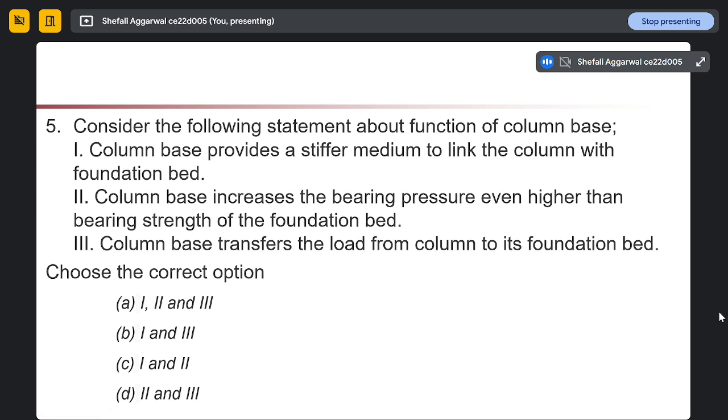So the next question is, consider the following statements about the function of column base. Number one, column base provides a stiffer medium to link the column with foundation bed. Number two, column base increases the bearing pressure even higher than bearing strength of the foundation base. Number three, column base transfers the load from column to its foundation bed. Choose the correct option.